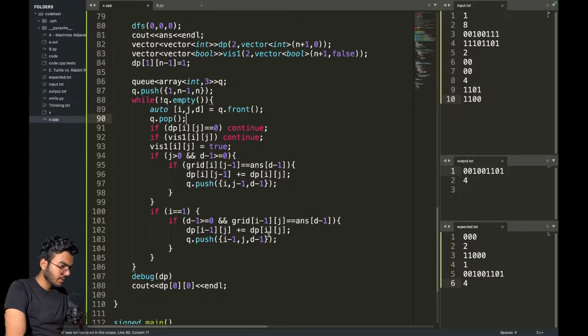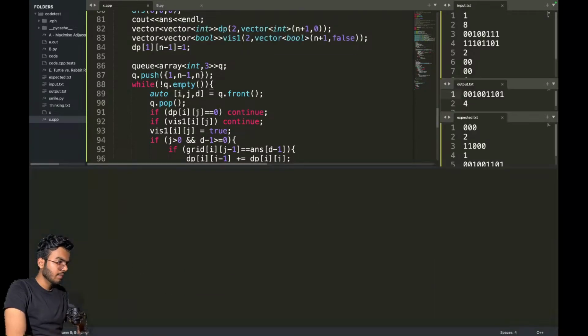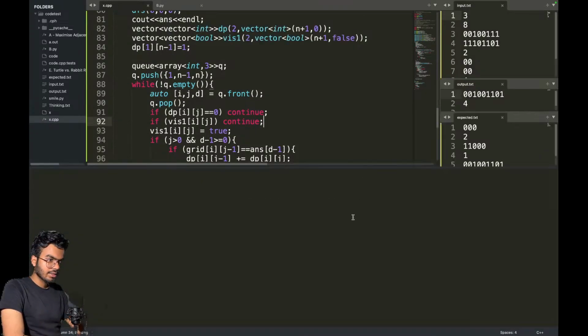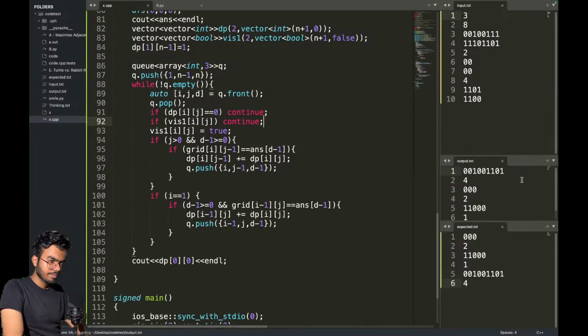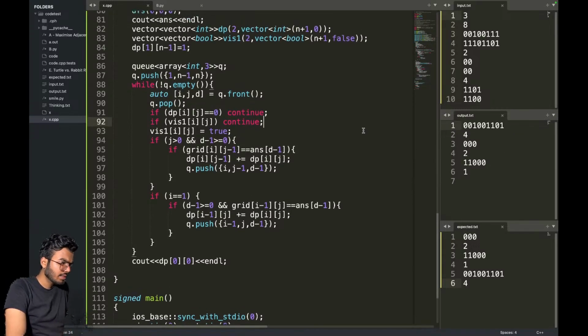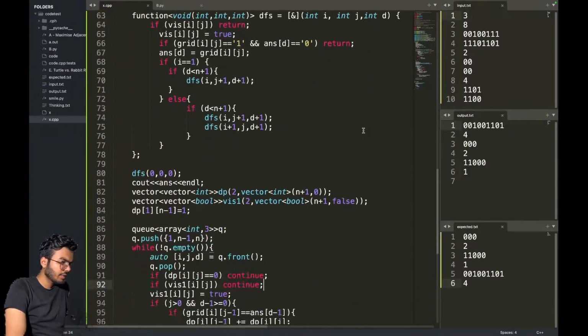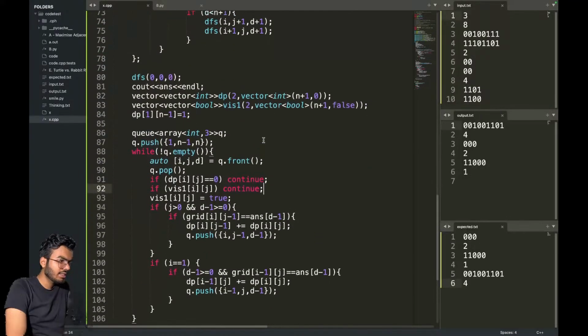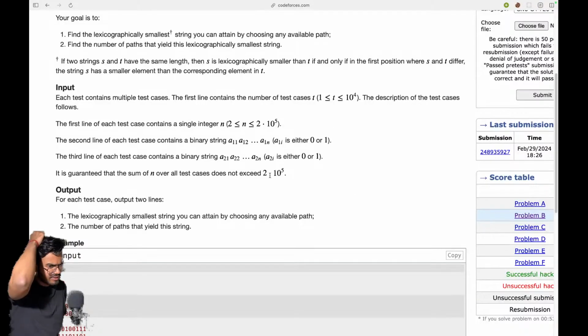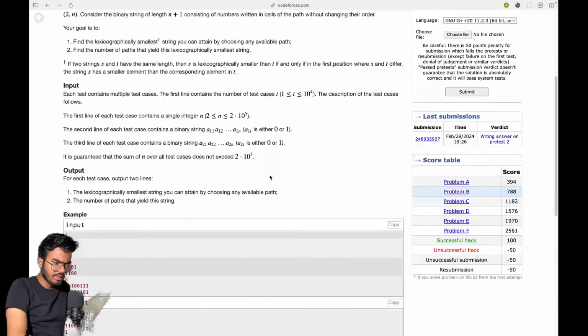So let me remove the debug statements again. And okay, if I have like 3 test cases, yeah, so this works. But where am I going wrong? First I decided to find out. The previous code was correct. I mean, it was almost correct.